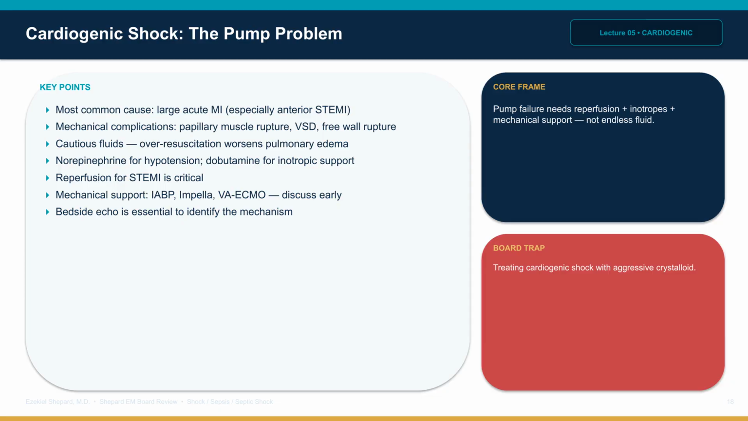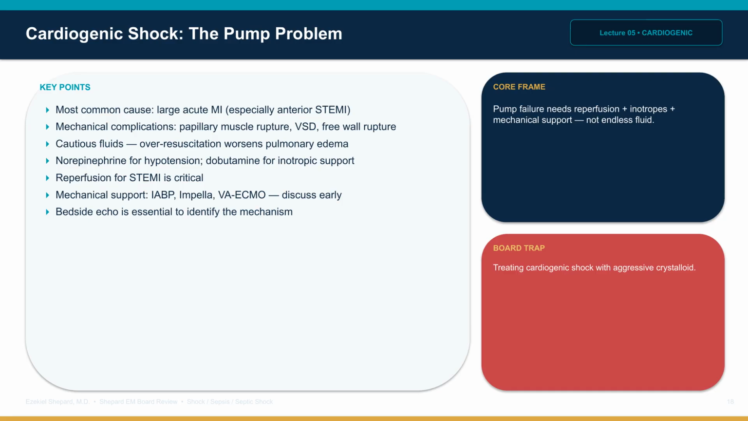Cardiogenic shock is hypotension with hypoperfusion from primary pump failure. The most common cause is large acute myocardial infarction, especially anterior STEMI with significant left ventricular dysfunction. Mechanical complications such as papillary muscle rupture, ventricular septal defect, and free wall rupture also produce cardiogenic shock and require surgical or interventional rescue. Management is cautious fluids because over-resuscitation worsens pulmonary edema.